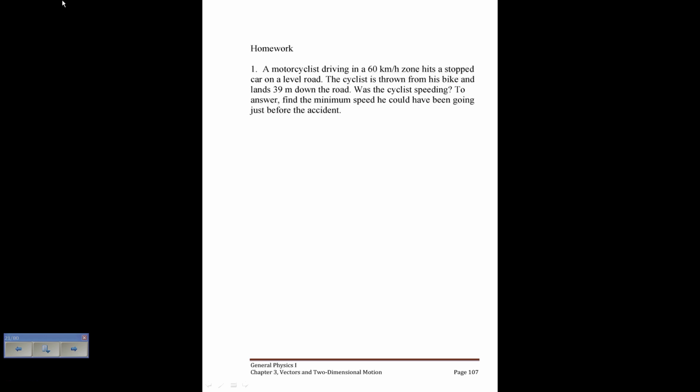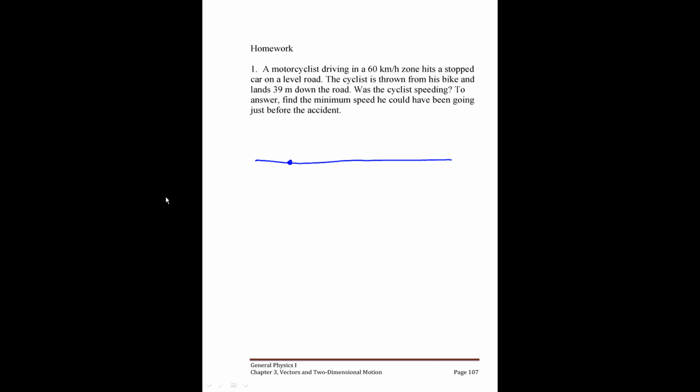Okay, this is Chapter 1 homework for Physics 201. I have a motorcyclist driving in a 60-kilometer-per-hour zone, hits a stopped car on a level road. The cyclist is thrown from his bike and lands 39 meters down the road. Was the cyclist speeding? You want to find the minimum speed he could have been going in order to have this accident. So, basic projectile motion problem.